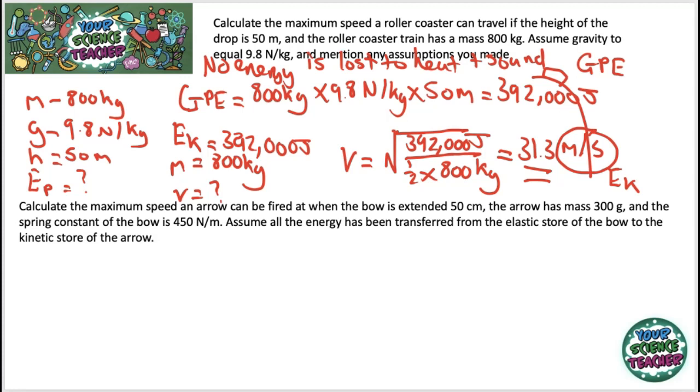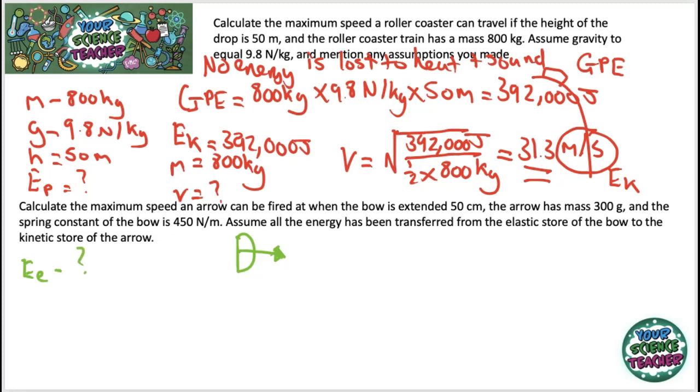So this time it's on about a bow and arrow. And if he's shooting it horizontally, then what's going to happen is this elastic energy stored in the bow will be converted to kinetic energy of my arrow. And it actually gives me the assumption this time. It says assume all the energy has been transferred from the elastic store of the bow to the kinetic energy store of the arrow. So first things first, let's calculate the elastic store of energy.